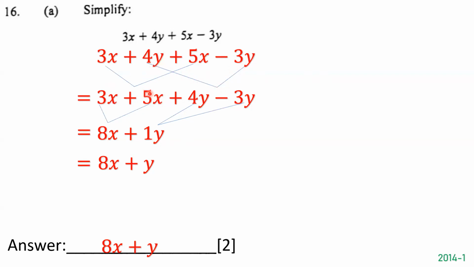Now let's add our x's, the terms with the x's. So 3x plus 5x is definitely going to be 8x because 3 plus 5 is definitely 8. And then we have 4y minus 3y.